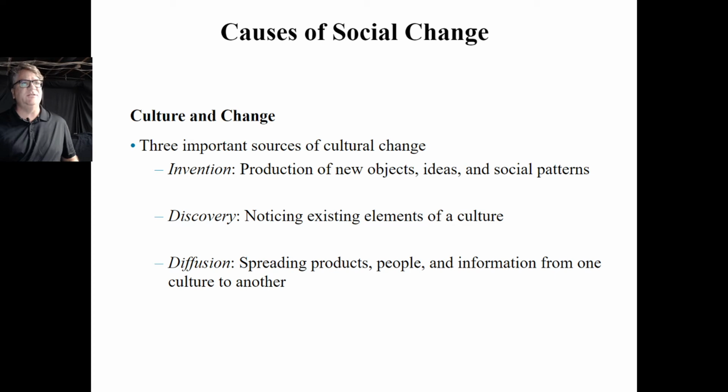Next, cultural change involves three important sources, okay? Invention, the production of new objects, ideas, and social patterns. That, folks, is technology, whether it's material technology or non-material technology. Discovery, noticing existing elements of a culture. So when you think about cultural change in a global sense, some societies see what other societies are doing and they adopt that. They discover that. They haven't invented it. They just adopt it. It's already been invented elsewhere, and they just kind of adapt it and acculturate it into their culture. And then diffusion, spreading products, people, and information from one culture to another, and that's similar to discovery.